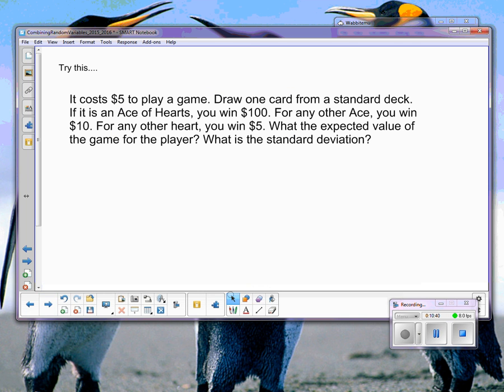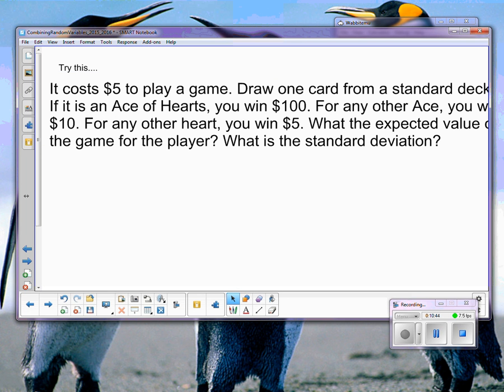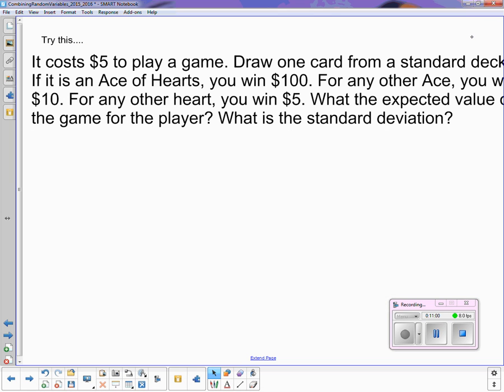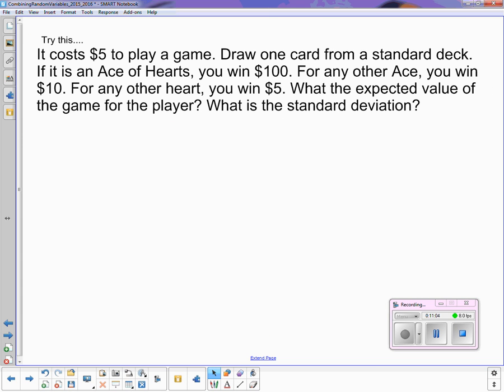Let's try this one. This is a little bit different. Now I'm not spinning a wheel. Now I'm going to be drawing from a deck of cards, and I'm just going to draw one card. I'm going to mix them up, shuffle them up real good. Make sure that I've shuffled. And I made this too big apparently, going off the edge. There we go.